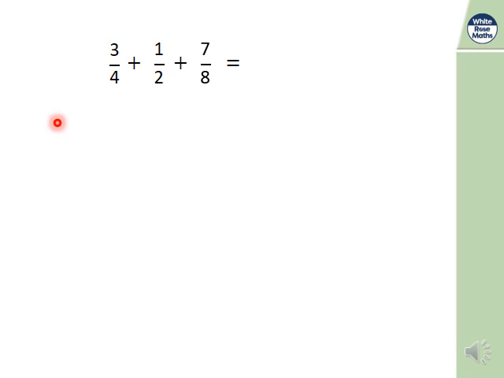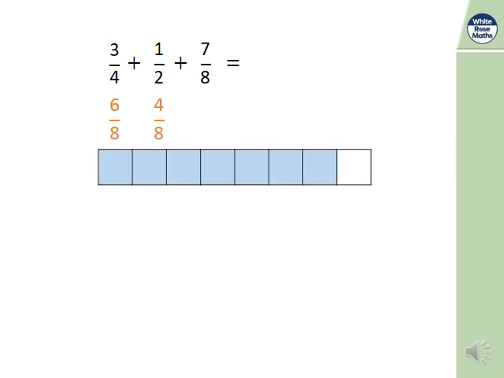The first thing we would have to have done is notice that our denominators are not the same. So which fraction would you have changed the others into? And it would have been this 8ths. So we would have changed our 3/4 by multiplying by 2 to 6/8. We could change our half by multiplying by 4 to 4/8. Then we could have added them together.